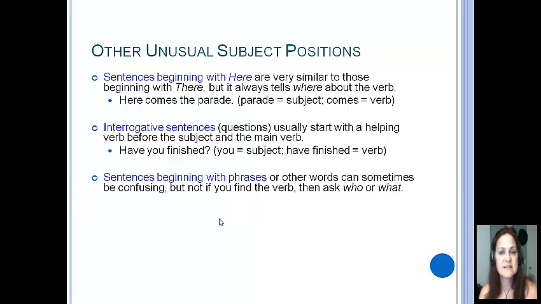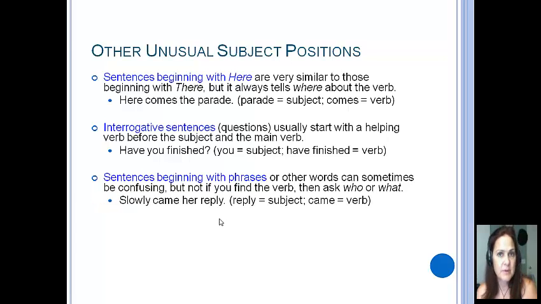Then we have sentences that begin with phrases or other words. Remember, a phrase is a grouping of words that does not have a verb or a subject. So if we have a sentence that begins with a phrase, it sometimes throws us off. So again, we have to ask, find the verb, and then find who or what about the verb. So let's look at this example.